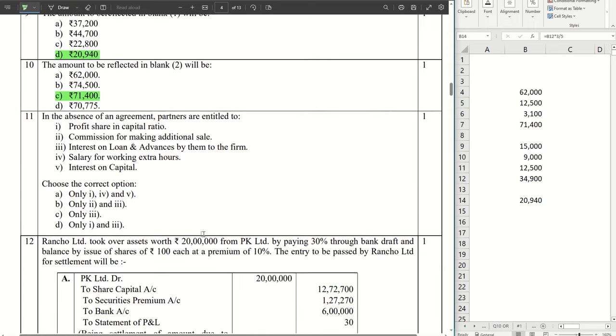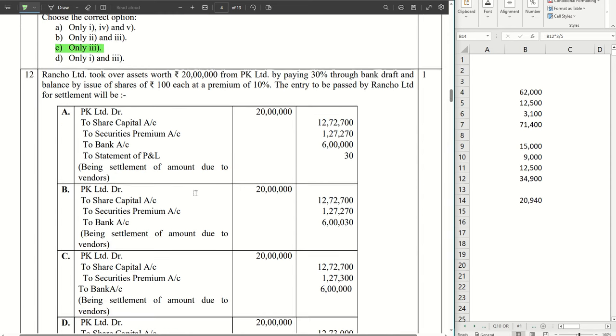Alright, let's move on to number 11. In the absence of an agreement, partners are entitled to profit share in the capital ratio, no. Commission for making additional sale, no. Interest on loan and advances by them to the firm, yes, that is correct. Salary for working extra hours, no. Interest on capital, no. If there is no agreement, there will be no interest on capital as well. So option C is my correct answer, only 3.